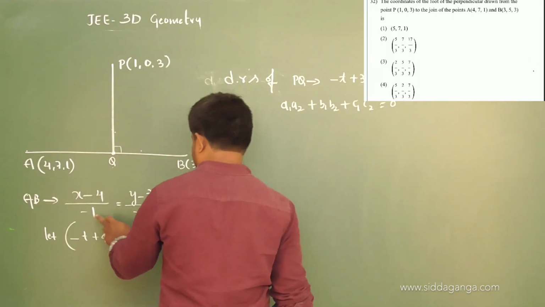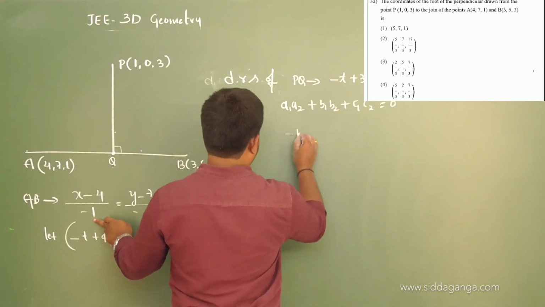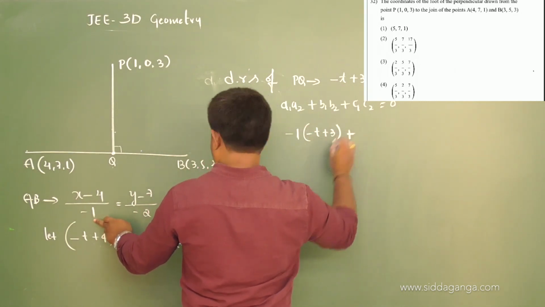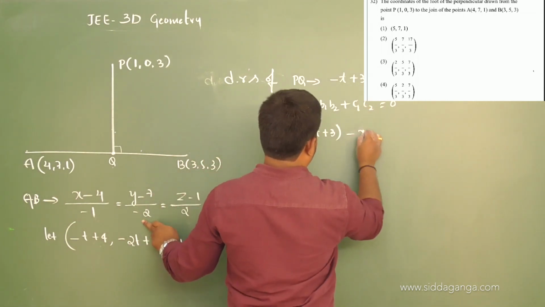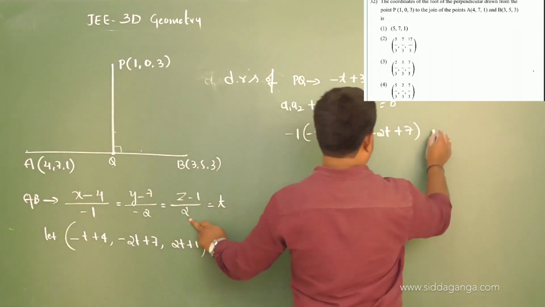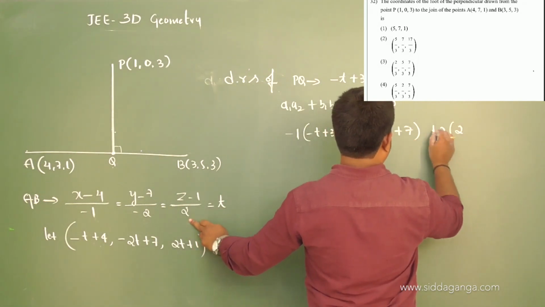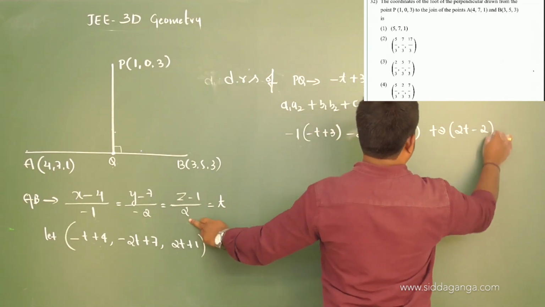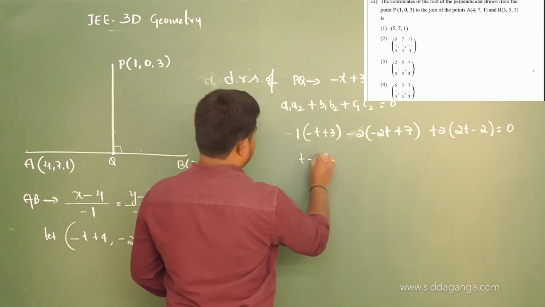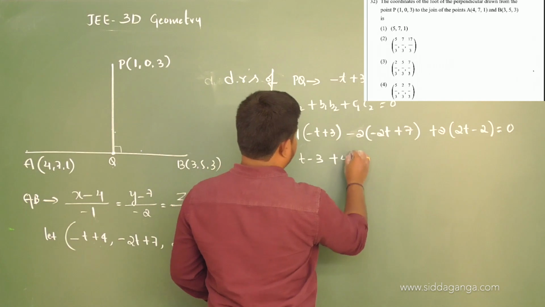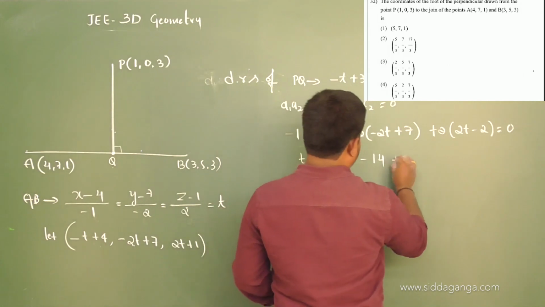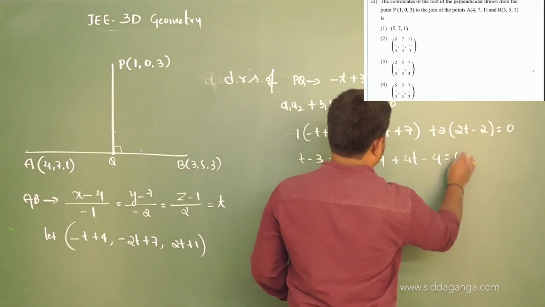Now, let me substitute. This is A1 A2, minus 1 into minus t plus 3, plus B1 B2, so minus 2 into minus 2t plus 7, and C1 C2, so plus 2 into 2t minus 2, that must be equal to 0, right. So, now let me simplify this: t minus 3 plus 4t minus 14, right. So, plus 4t minus 4 equal to 0.